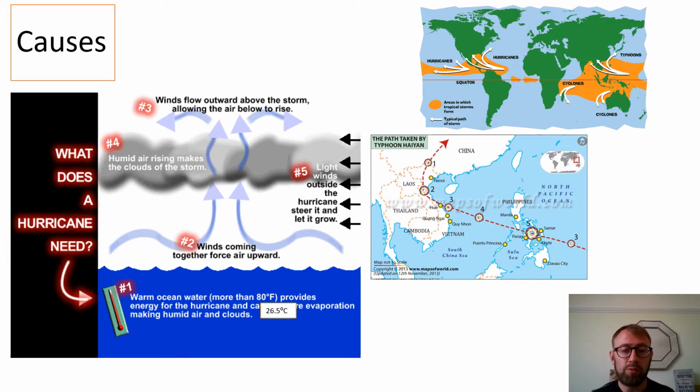And you can see we have some really warm ocean temperatures in this area. So this is why we only find them generally close to the equator, because of the warm oceans that we need.